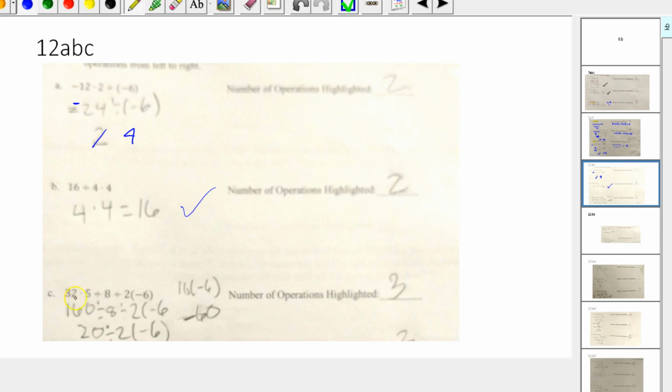Okay, let's check this one. 160, so you did that first, that's correct. You copied the rest, and you did 160 divided by 8 is 20. Looks good. Divided by 2 times negative 6. Okay, 20 divided by 2 is 10 times, oh, so this one's good.